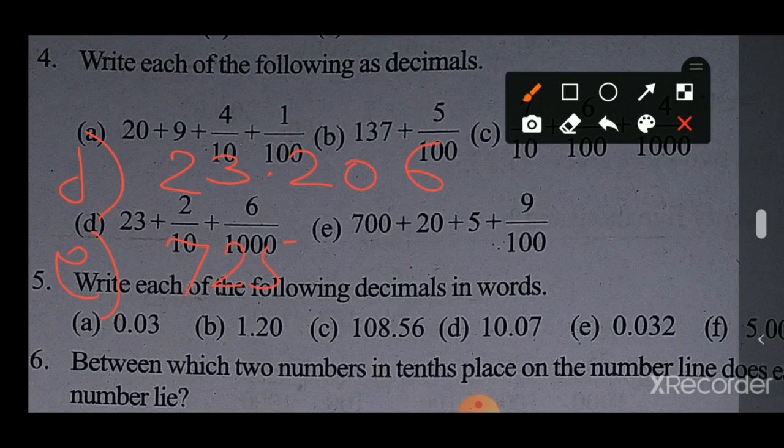And for the E part it is 725 point, again the tenths place is not given, so we write 0 here, and then after it we write the 9 for the hundredths place. So this is the complete solution for question number 4.